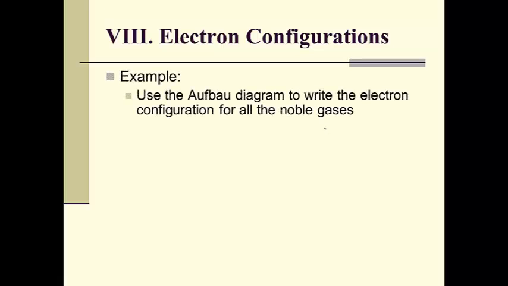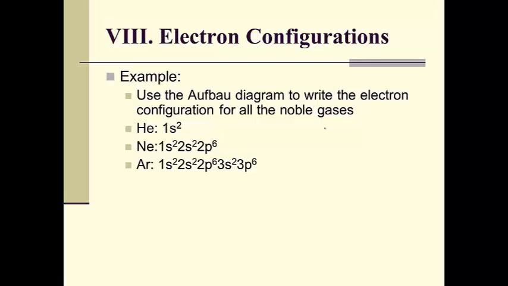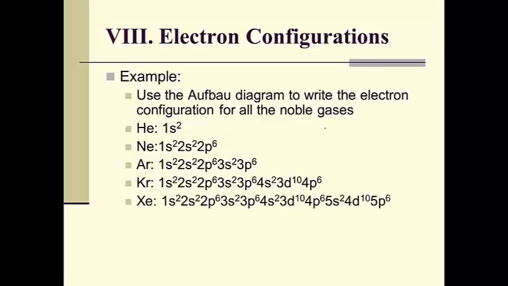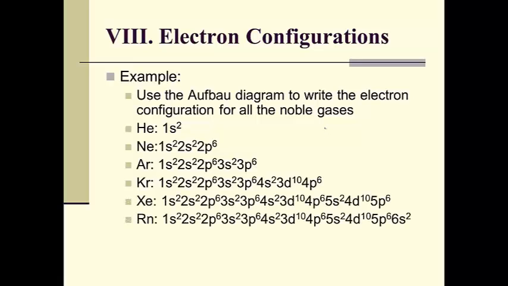Now write the noble gas configuration for all the noble gases. You can pause it, write it out, and check back here. This is what you should have. Neon is 1s2, 2s2, 2p6. Argon, 1s2, 2s2, 2p6, 3s2, 3p6. Etc., etc., etc. Whoops, there's more for the radon.